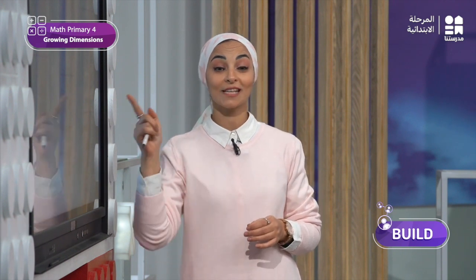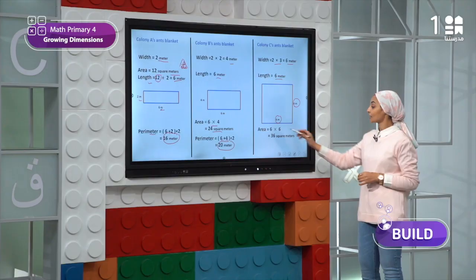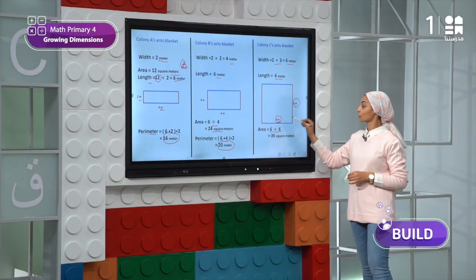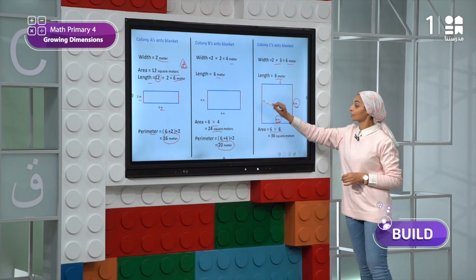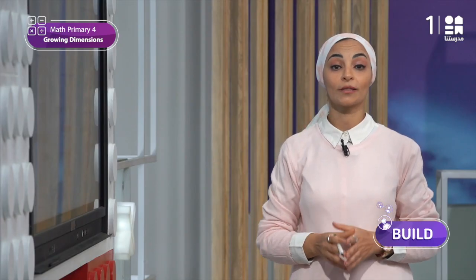I am sure that all of you now will say that this is a square. Right, that's right. Why? Because the area equals 6 times 6. I have 2 sides of 6, so all the sides are 6, then this shape is a square. Okay, how can I calculate the perimeter?